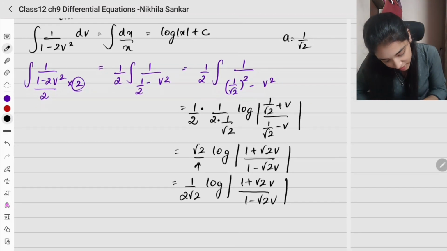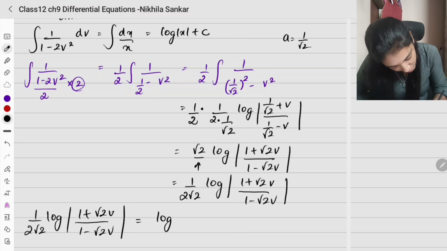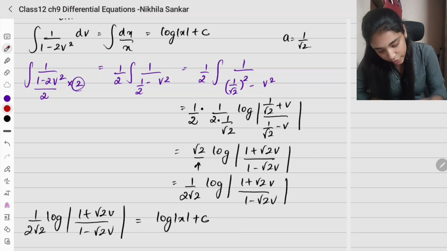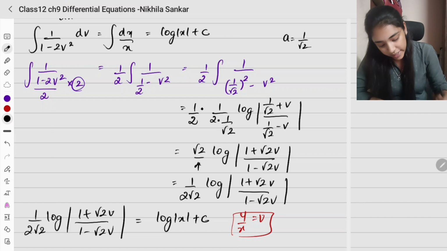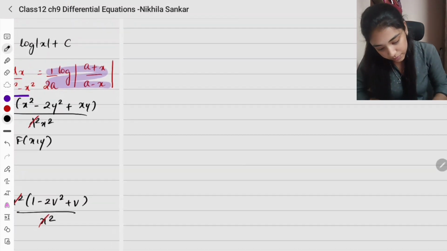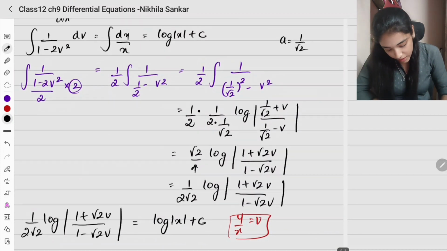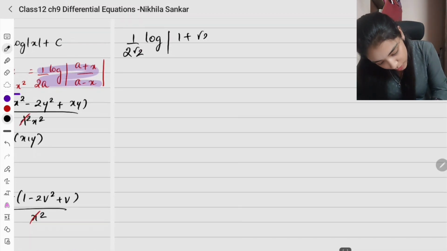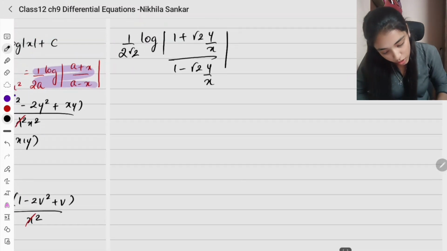Okay, now I'm going to write the final whatever I've got. 1 by root 2 log of 1 plus root 2v divided by 1 minus root 2v equals log mod x plus c. Now I'm going to do the substitution. Y by x equals v. So v க்கு பதிலா y by x போட போறேன். So what will I have? 1 by 2 root 2 log of 1 plus root 2 times y divided by x, the whole divided by 1 minus root 2 times y divided by x, equals log mod x plus c.